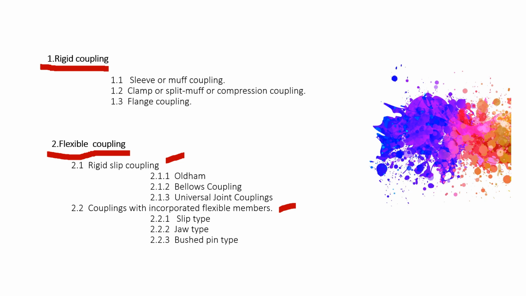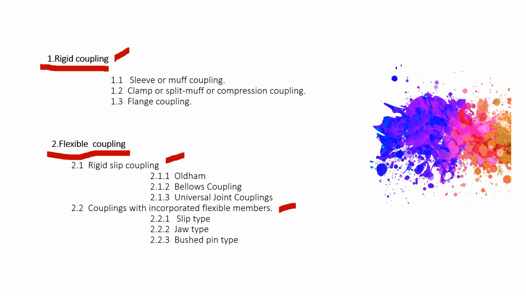Then rigid slip coupling, there are various types. I just take a few examples: Oldham, bellows coupling, and universal joint couplings. And for coupling with incorporated flexible members, there are slip type, jaw type, and pin type. Okay, now we will go into more detail on what is rigid coupling and what is flexible coupling.